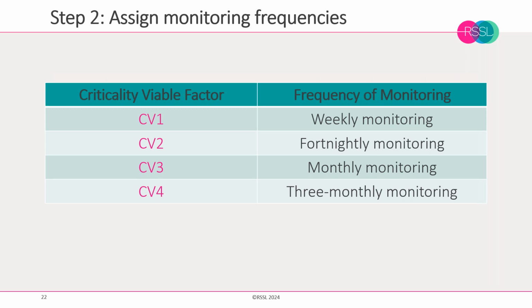But these are arbitrary. You could run this with daily monitoring if you wish to, or you could increase or decrease those frequencies. The important thing is to set out what you think is reasonable, and then the objective is to say, okay, how many clean rooms should really fit into each one of those categories.